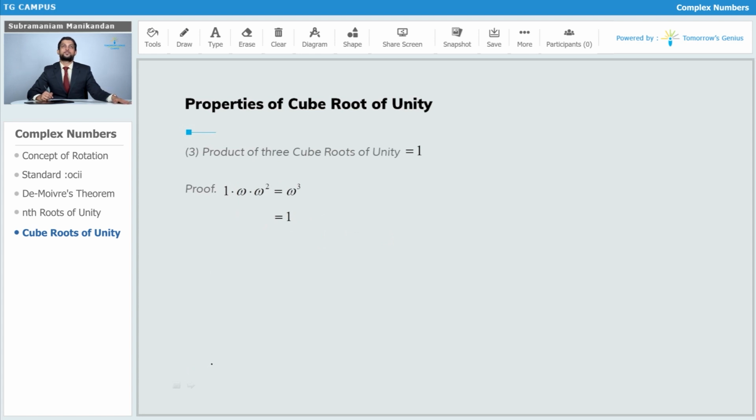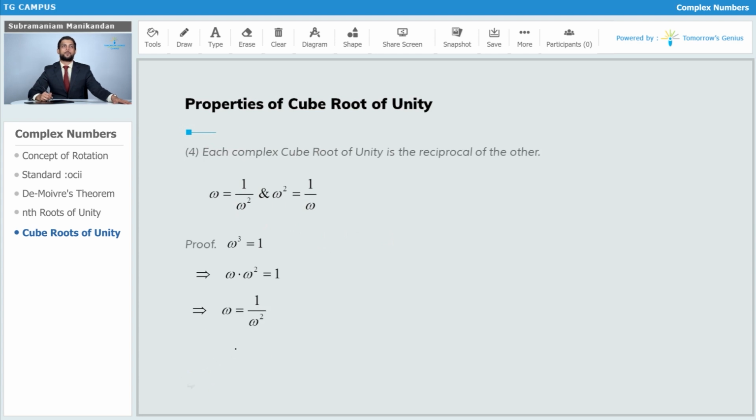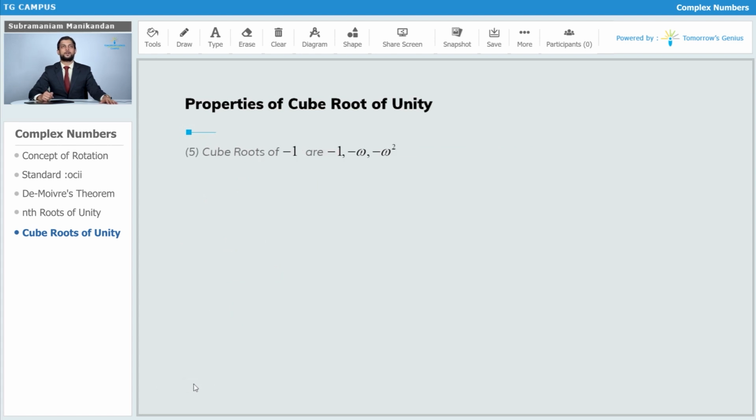The product of the cube roots of unity is equal to 1. We've already seen this. Each complex cube root of unity is a reciprocal of the other. How is that? We know that omega cube is equal to 1, and omega cube can be split as omega times omega square is equal to 1. So we have omega is equal to 1 by omega square, and omega square is equal to 1 by omega.